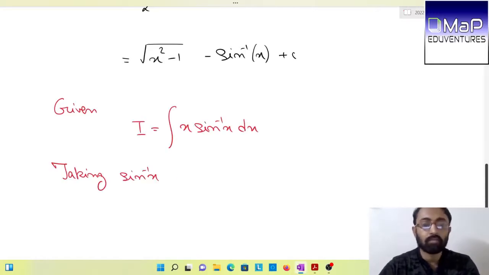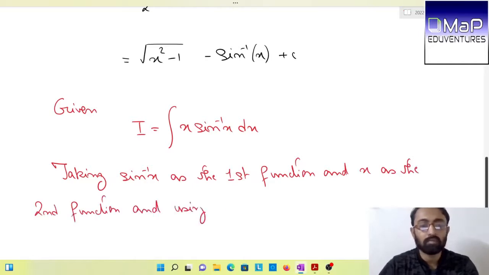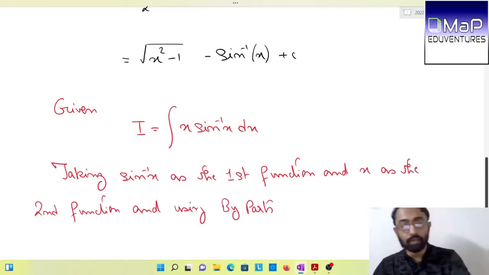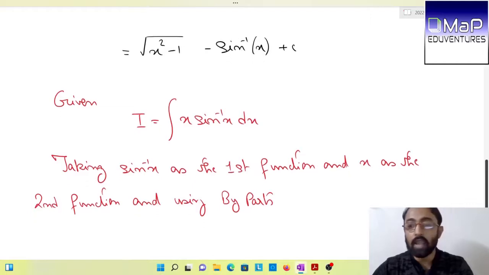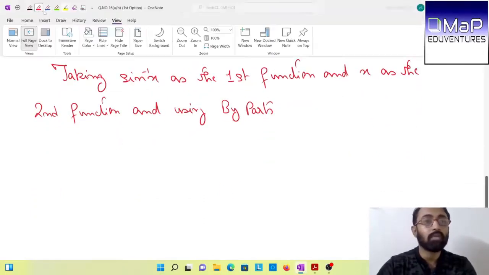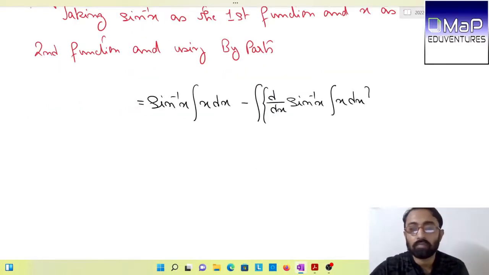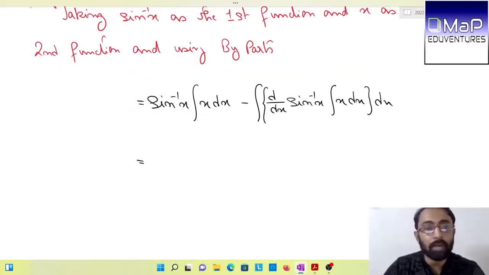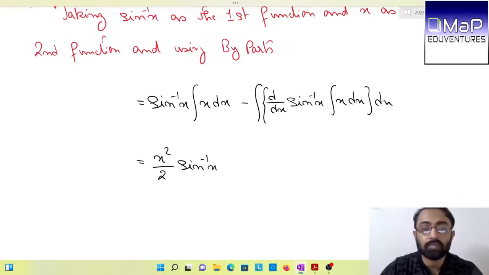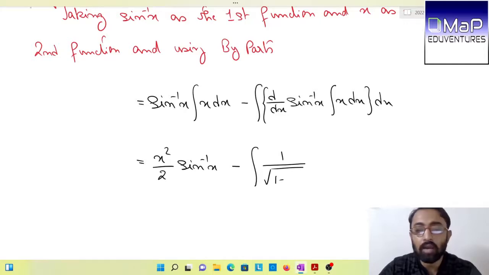taking sine inverse x as the first function and x as the second function and using by parts. So now we will use the formula by parts. So this is the formula of by parts. Okay, so here we get integration of x square by 2, d/dx of sine inverse x, 1 by under root 1 minus x square, and again x square by 2 dx.